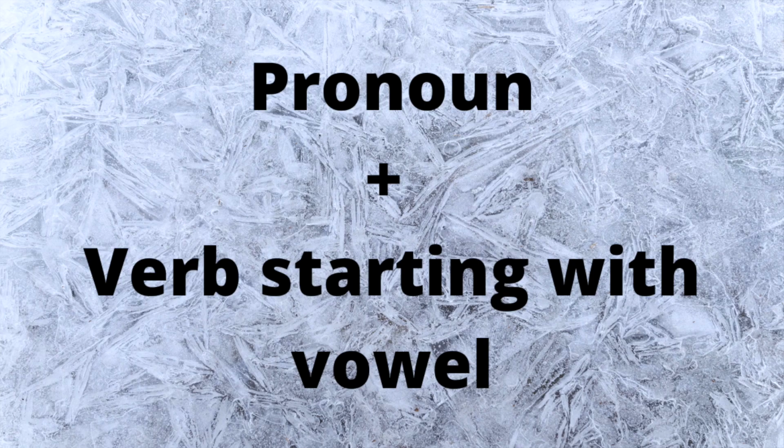For the next category of required liaison, we have pronouns followed by a verb. For example, ils and on. Ils ont, the S becomes the Z sound. And the same will work if you invert the 2. If you're asking ont-ils, you're going to hear the T.